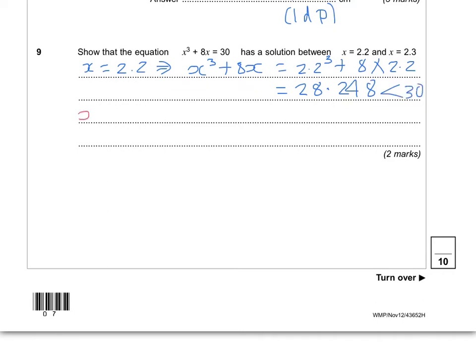If we then substitute in x equals 2.3, so we're now working out 2.3 cubed plus 8 times 2.3, this gives us a value of 30.567, which is slightly greater than 30, which would mean that the equation x cubed plus 8x equals 30 has to have a root that's between 2.2 and 2.3.